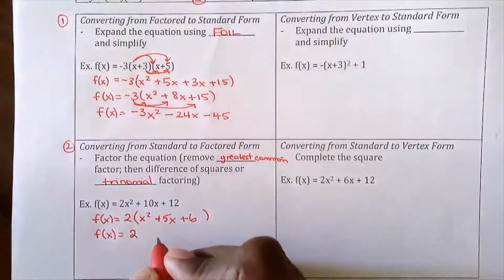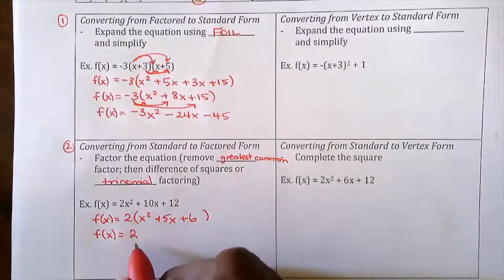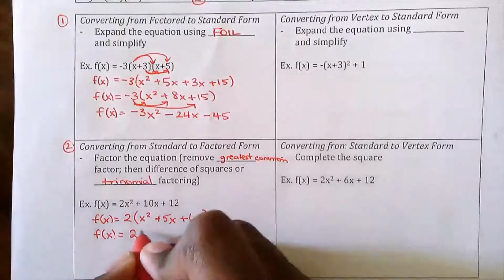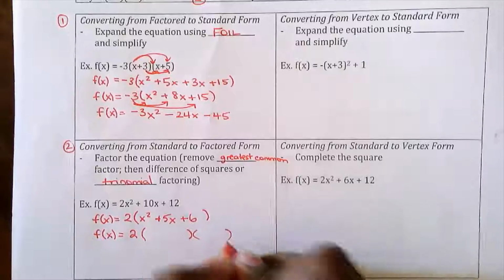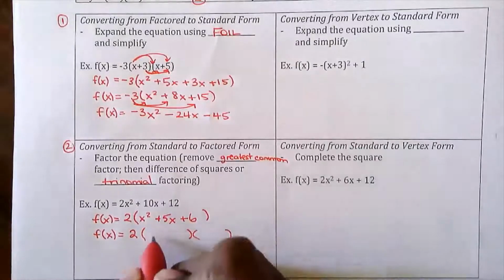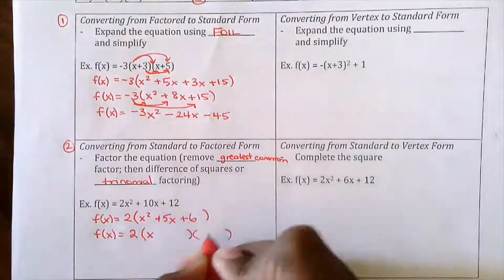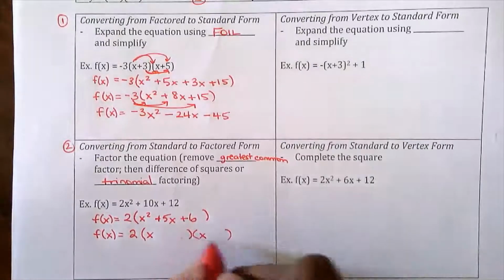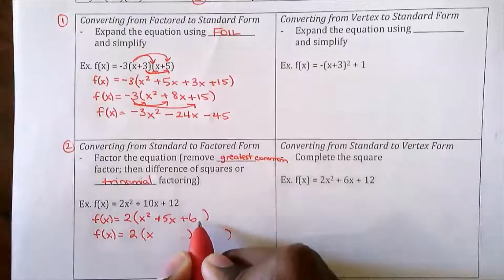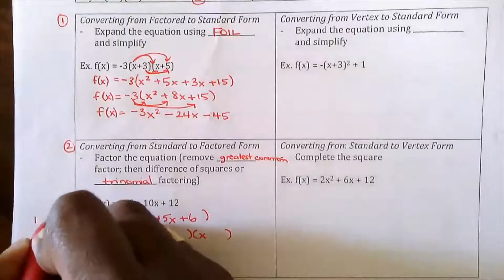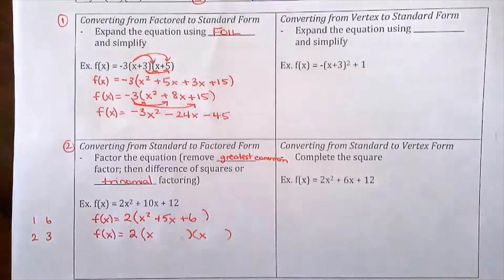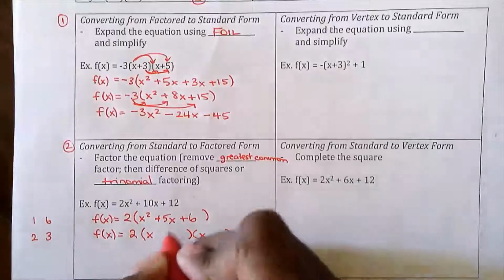So remember with trinomial factoring, because the 2 is not being affected, I just copied it down, and we need 2 brackets. So the first term in each bracket multiplies to give us x squared, which is x and x. The second term in each bracket multiplies to give us 6. Again, if there are multiple options, so 1 times 6, 2 times 3, we go with the closer options first.